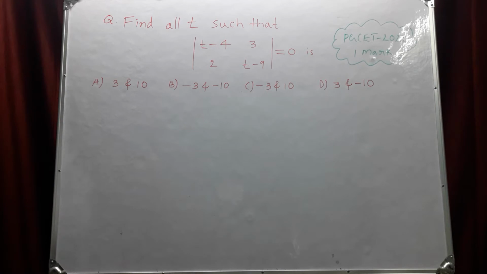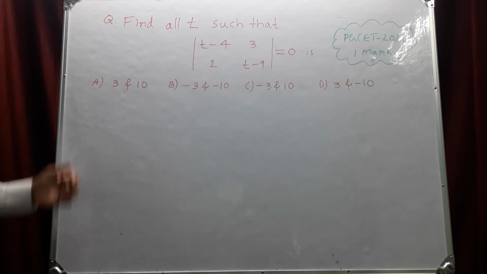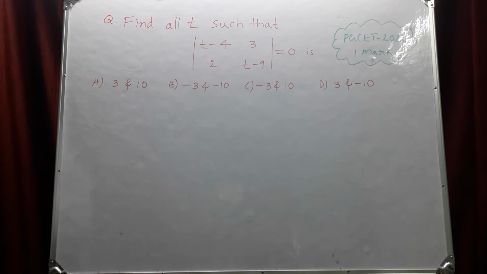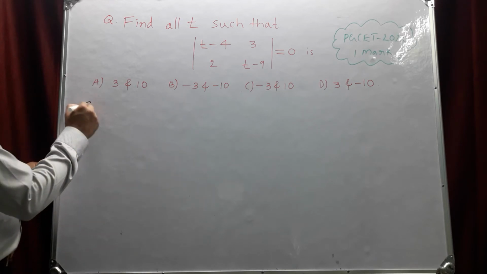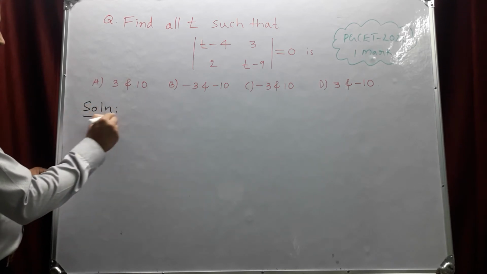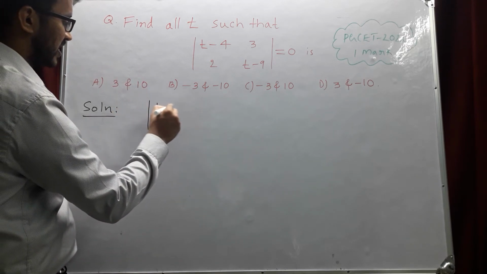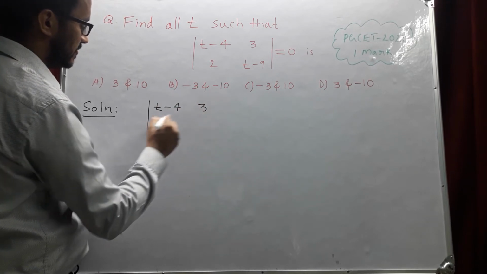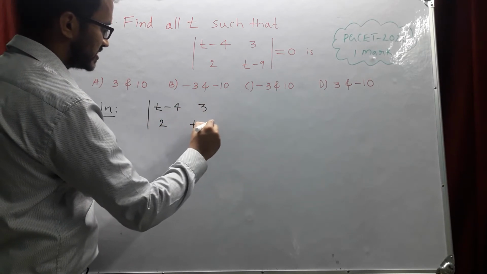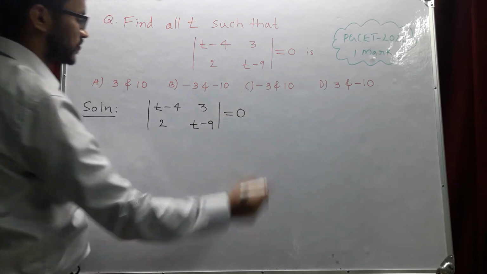Find all t such that determinant of t minus 4, 3, 2, t minus 9 is equal to 0. We have to find the values of t such that determinant will be 0. So this question was asked in PGCET 2020 for 1 mark. So very simple problem. Solution. So they have given determinant of t minus 4, 3, 2, t minus 9 is equal to 0.